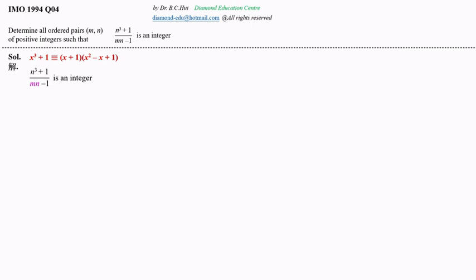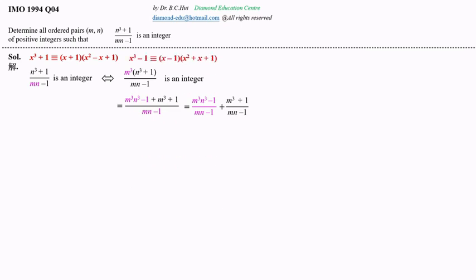x to the power 3 plus 1 equals the product of x plus 1 and x squared minus x plus 1. We multiply another integer, m to the power 3, to this quantity. Now, the numerator contains m to the power 3 and n to the power 3. We expand the numerator and split it up into the sum of two fractions by means of another identity.